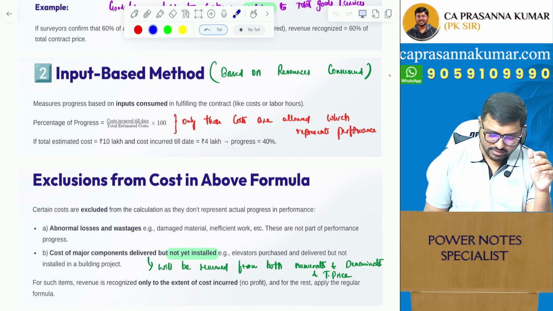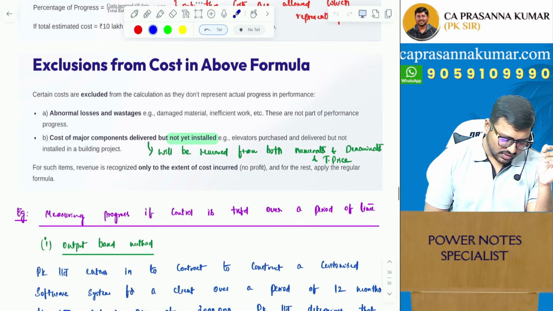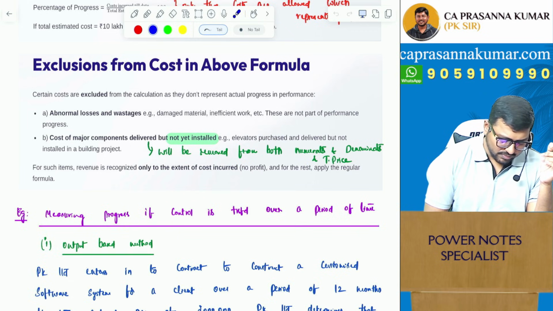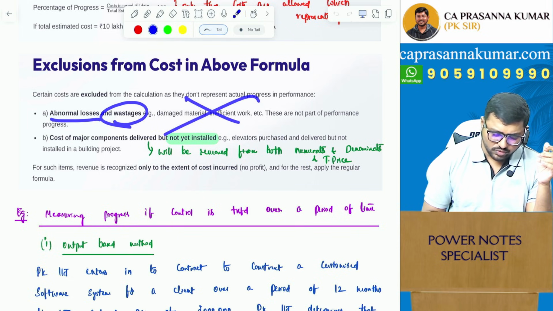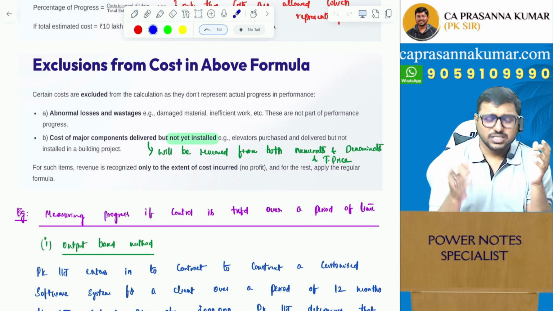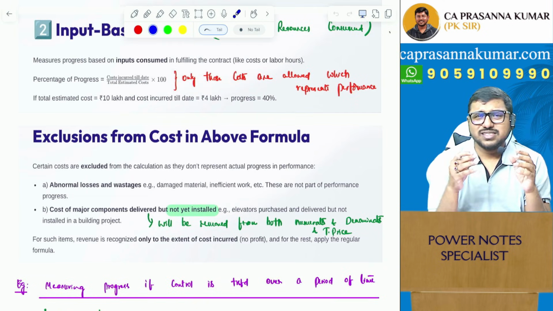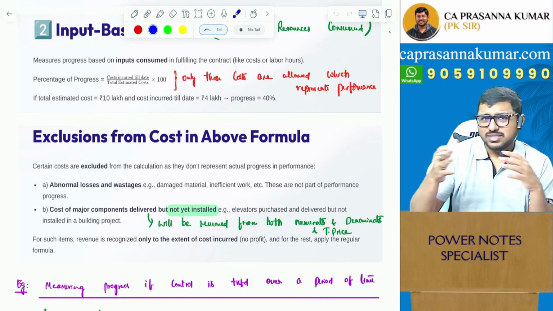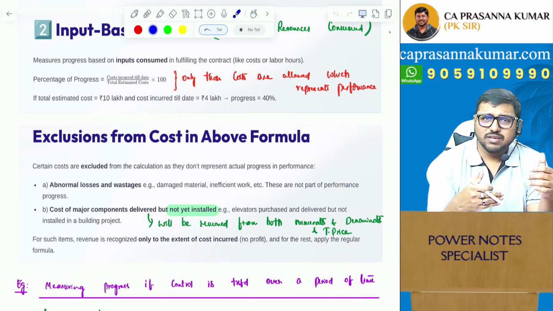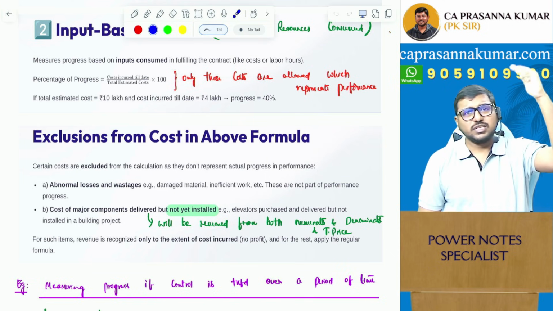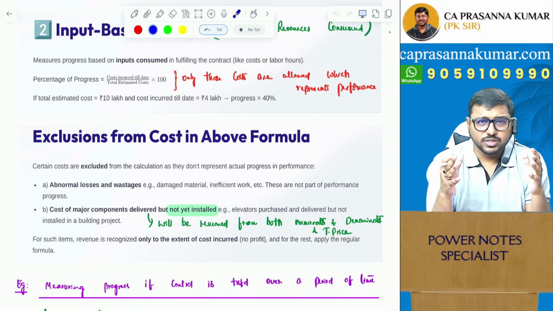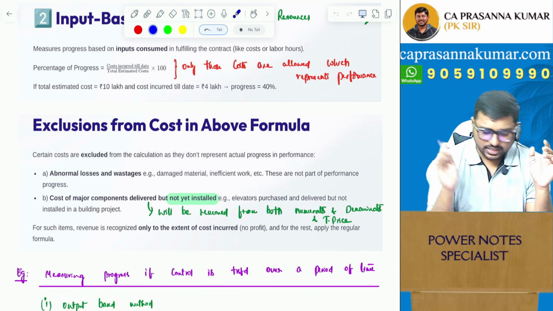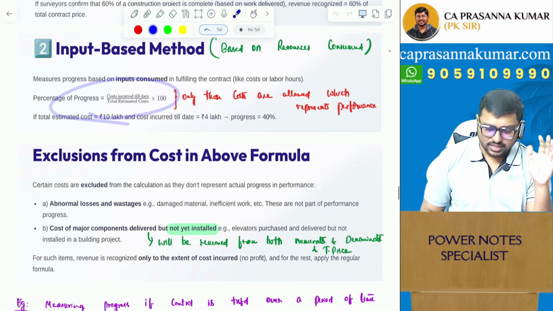All right. It sounds very simple. Yes, it sounds very simple, but there are certain twists. What are they? Exclusions from cost in the above formula. Okay. What are they? Abnormal loss and wastages are not included. They're totally removed. The logic is very simple. Abnormal loss and wastage is your inefficiency. If your competitor does not have any inefficiency, then you and he cannot actually do business. With your inefficiency, your cost will get inflated, accordingly your selling price will be inflated, and you will not be able to do business. Thereby, abnormal loss and wastage will be totally removed when it comes to percentage calculation over here. Is that clear?